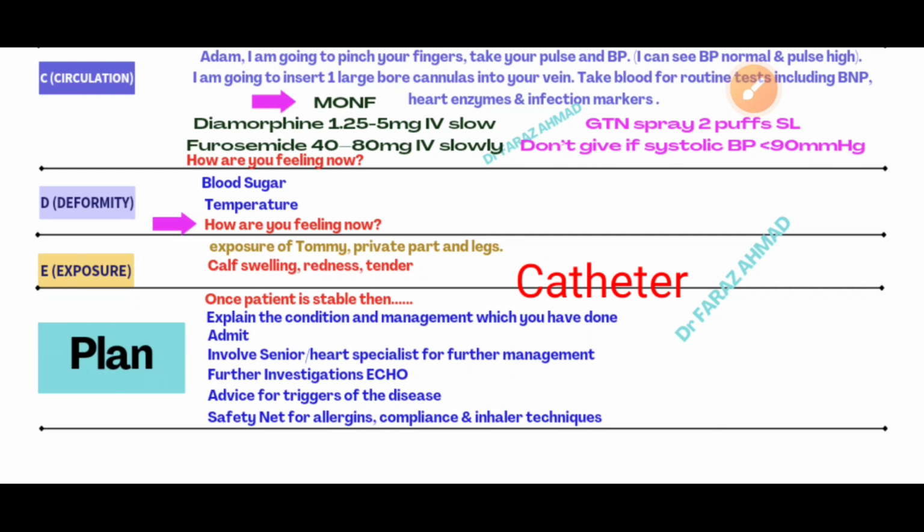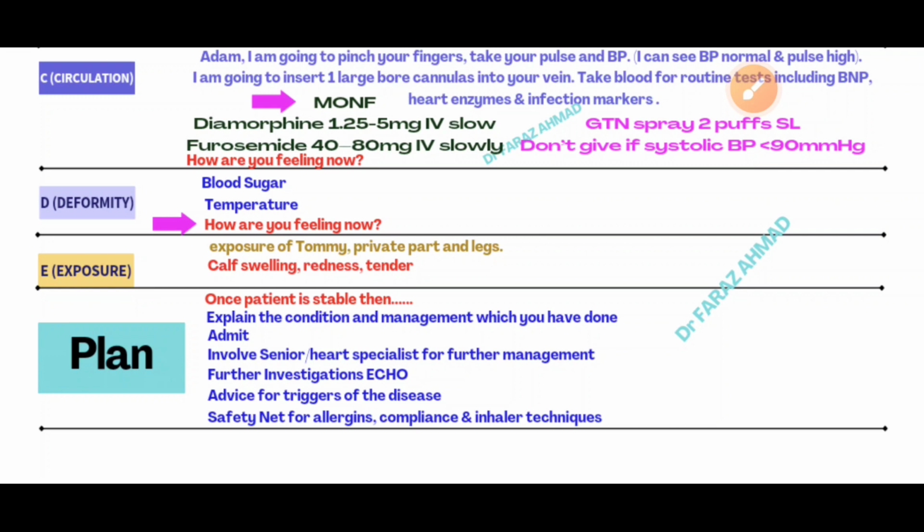Private area and particularly your legs. I would like to see any leg swelling, any redness on your calf, or any tenderness in your calf muscles. So after doing this, hopefully your patient will be stabilized. Then you will move toward the plan.